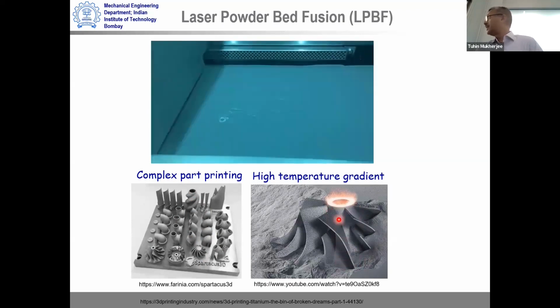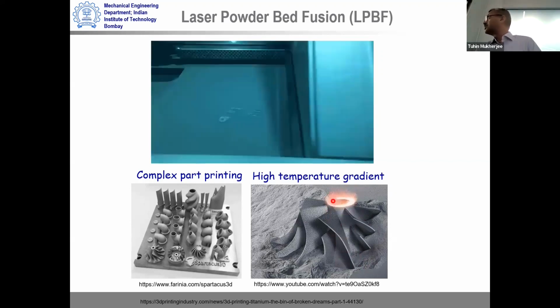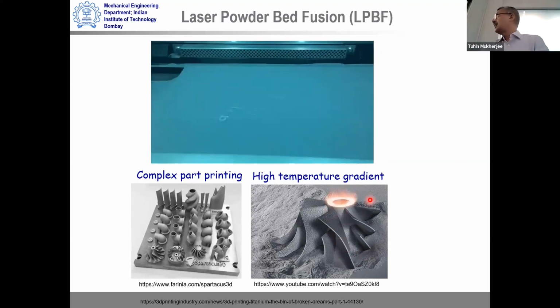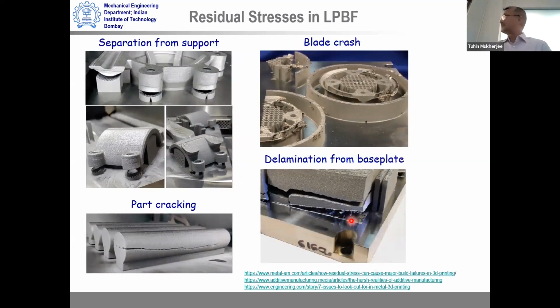But at the same time, as it builds complex features, parts like this from bottom to top in a layer by layer manner, it also goes through a very high temperature gradient. And this temperature gradient is a real problem. One of the most important problems because of this temperature gradient is residual stresses. And that can lead to separation of supports from the part. It can lead to cracks in the part because of the stresses which have not been designed earlier or thought of. Cracks would emerge like this and make the part completely unsuitable. It can lead to crash of blades, for example, which we have just seen in the previous picture.